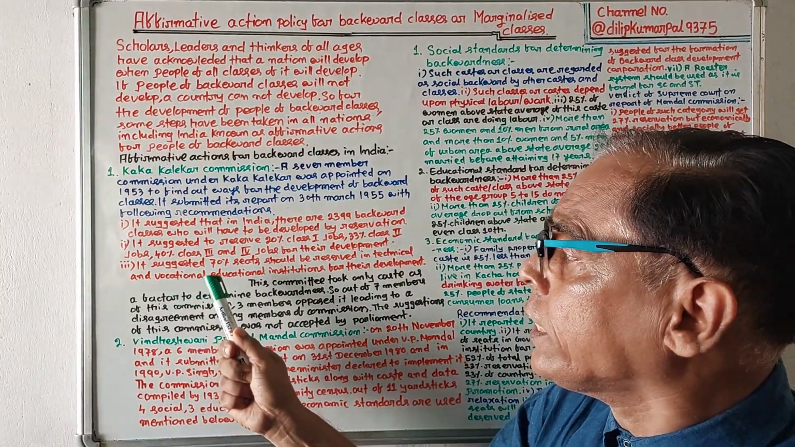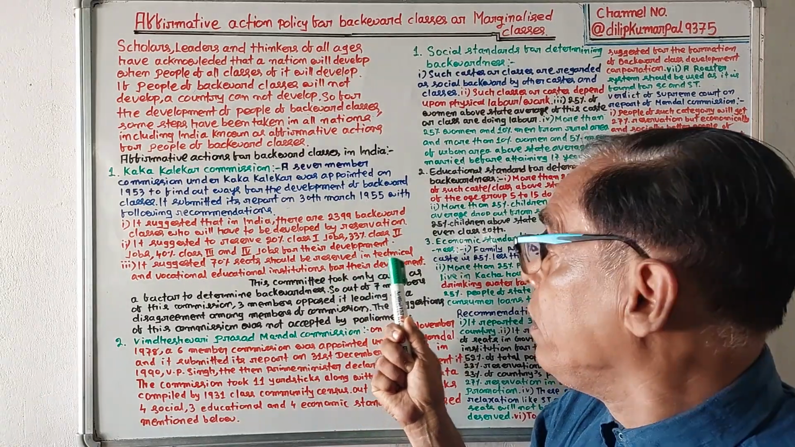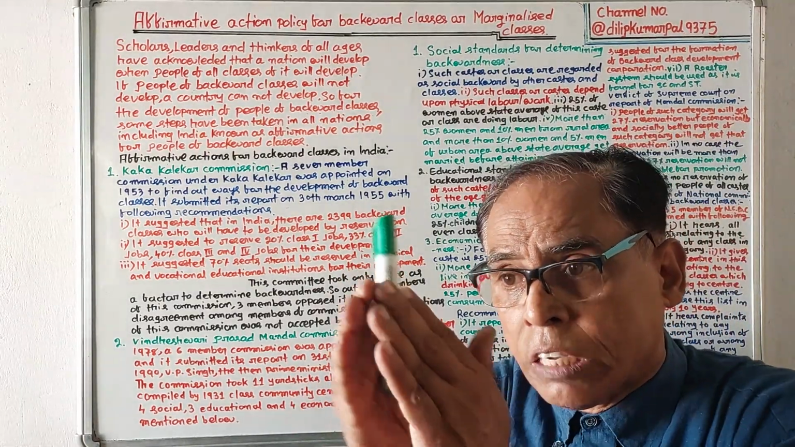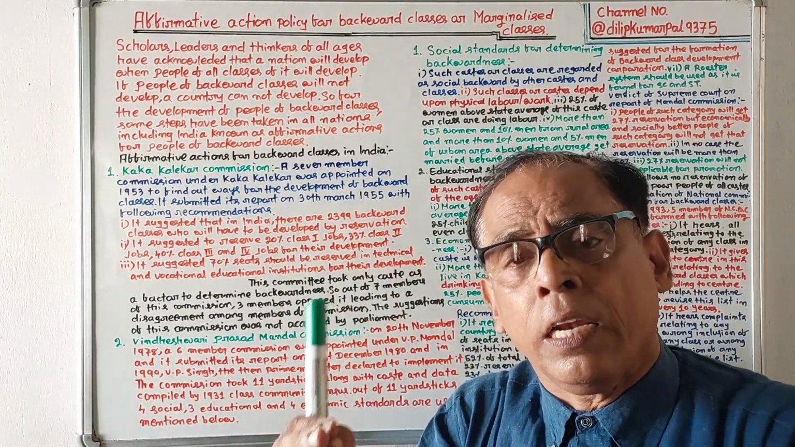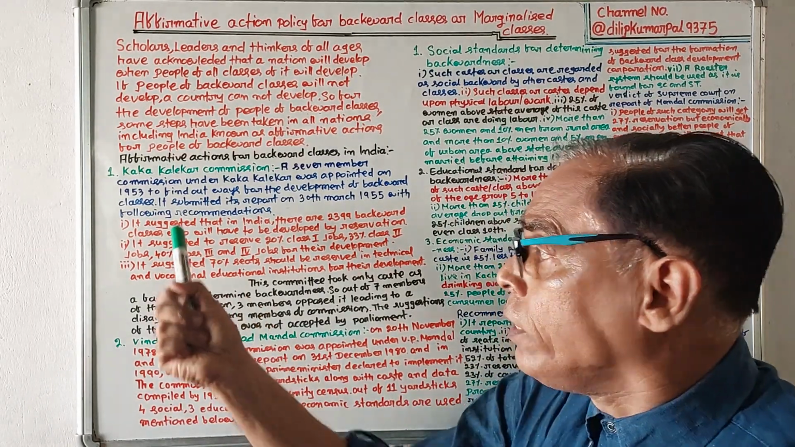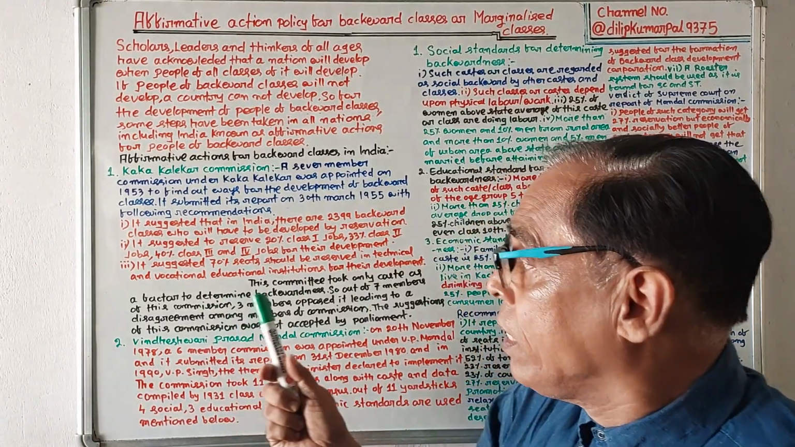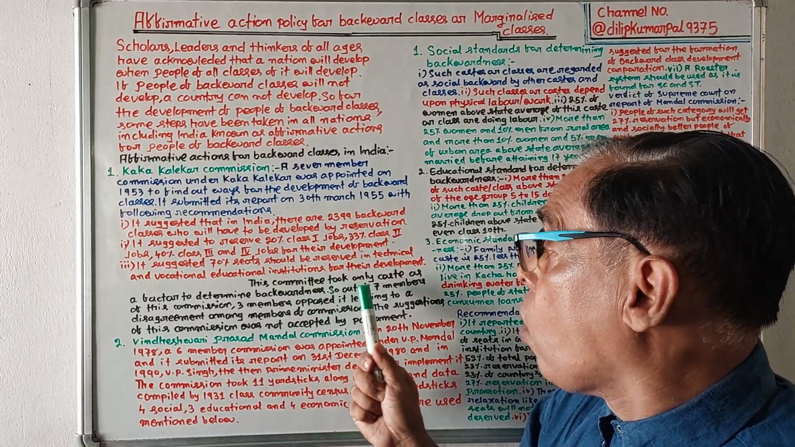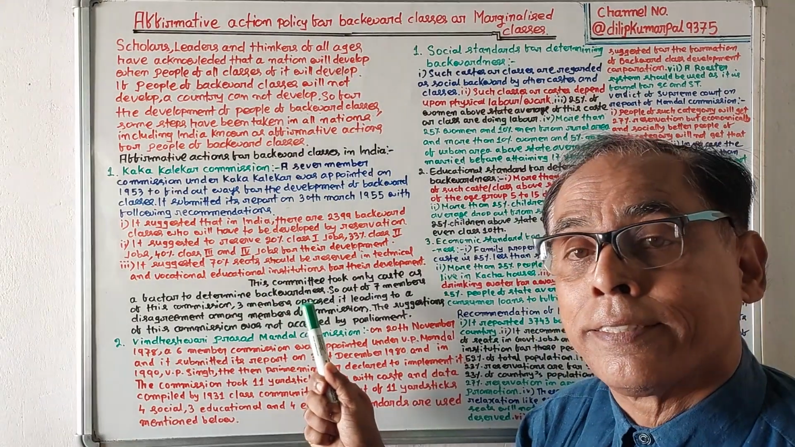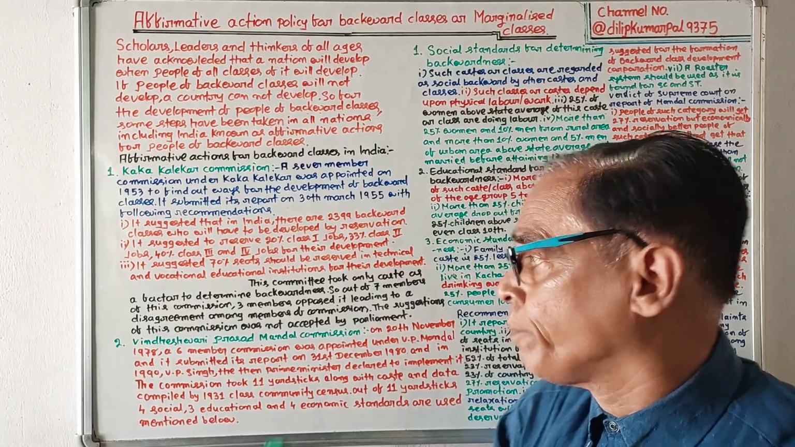Number 3, it suggested 70% seats should be reserved in technical and vocational educational institutions for their development. It suggested that 70% seats must be reserved in technical and vocational educational institutions for these people. If all these steps will be taken, definitely people of backward class will develop. And this commission took only caste as a factor to determine backwardness. It took caste as a factor to determine the backwardness of a class.